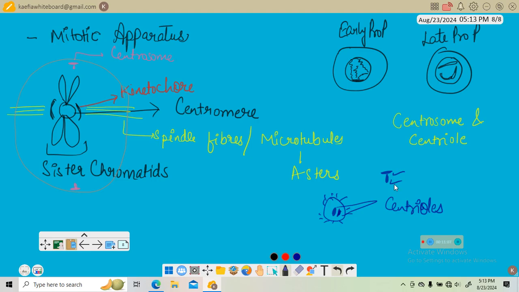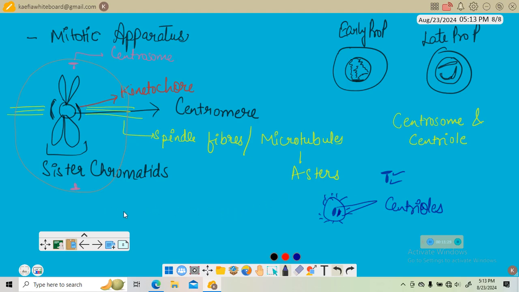So in the mitotic apparatus there are two features here, chromosome and spindle. Now what happens in prophase? Chromosome condensation and formation of the mitotic apparatus. This was all about prophase.